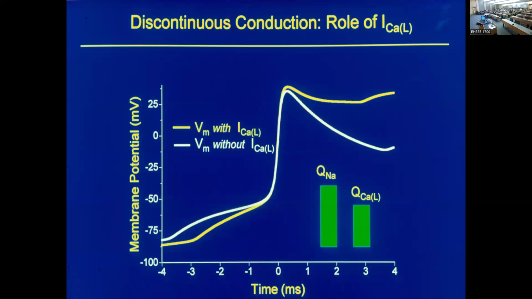All this time, the plateau is held up there by L-type calcium current. So it's a small current, 2 orders of magnitude smaller, but the sodium current lasts for half a millisecond or so, and this current here lasts for a very long time. So you integrate a small current over a long time, you get a lot of charge. So conduction in conditions of reduced coupling depends on the L-type calcium current. That's very important.